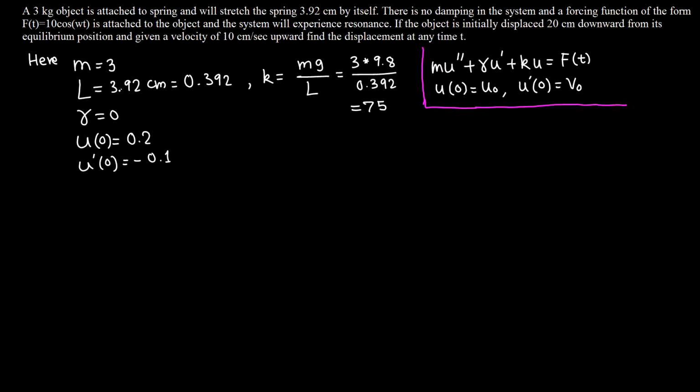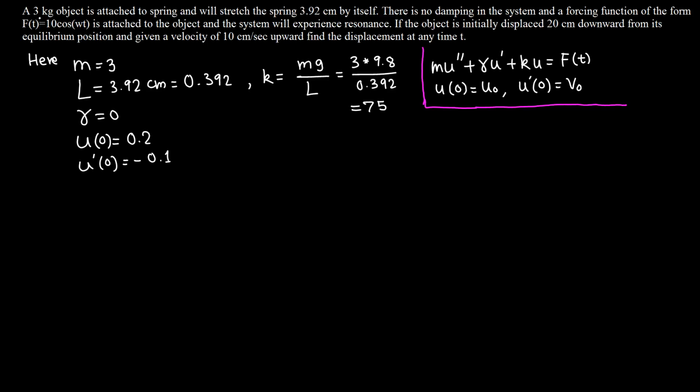Read the question carefully. In any case, the mass spring system is modeled by this IVP, initial value problem: m u double prime plus gamma u prime plus k u equals f(t). Gamma is the damping constant, k is the spring constant, m is the mass, u(0) is some value, the initial displacement, u prime(0) is the initial velocity, some value, and f(t) is the external force.